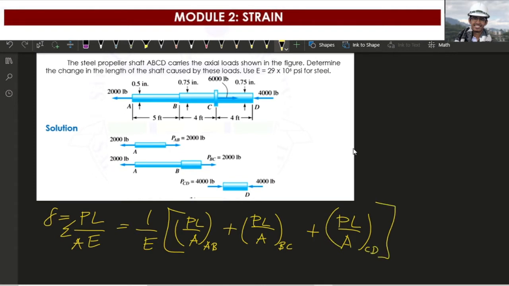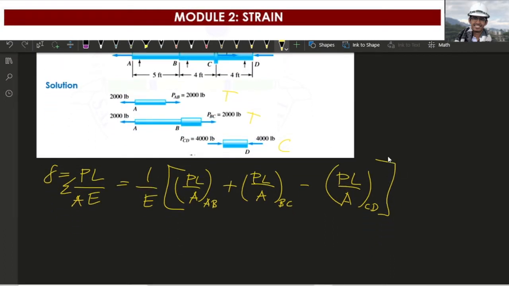If you notice, this is compression, and these two are tension. Therefore, for compression, the sign we will use is negative. So actually this is minus for segment CD, which is compression. So we put a minus there. Then we just substitute.